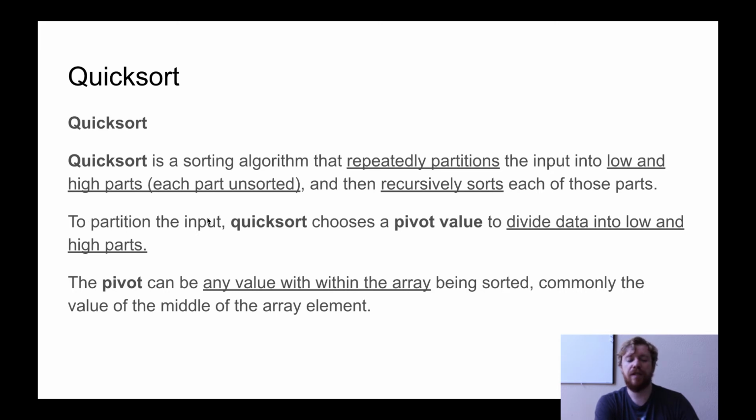So yeah, to partition the input, quicksort chooses a pivot value to divide data into low and high parts. So essentially, a pivot value will be chosen, and then you're going to sort or traverse through the entire array, checking each element against the pivot value. If an element's value is less than the pivot value, then it will go into the low partition. If an element's value is greater than the pivot value, then it will go into the high partition.